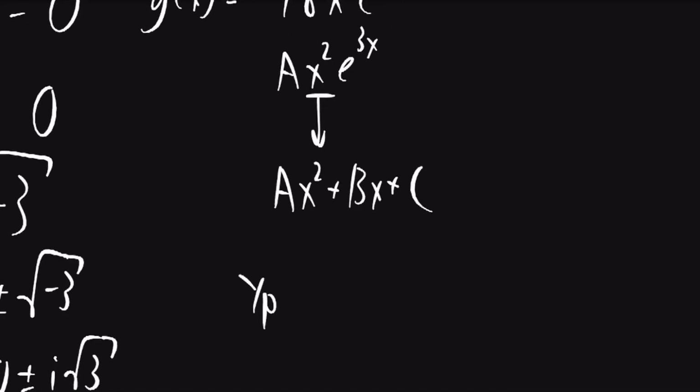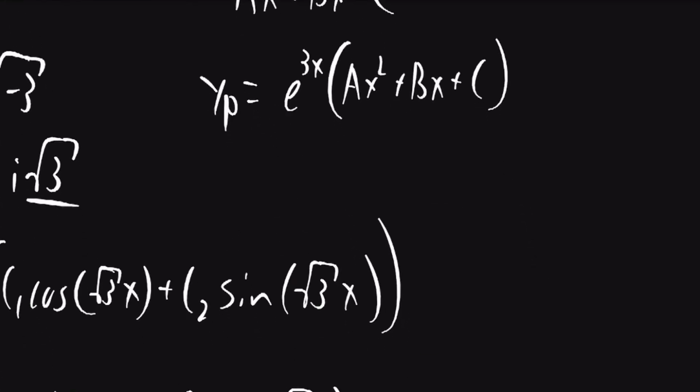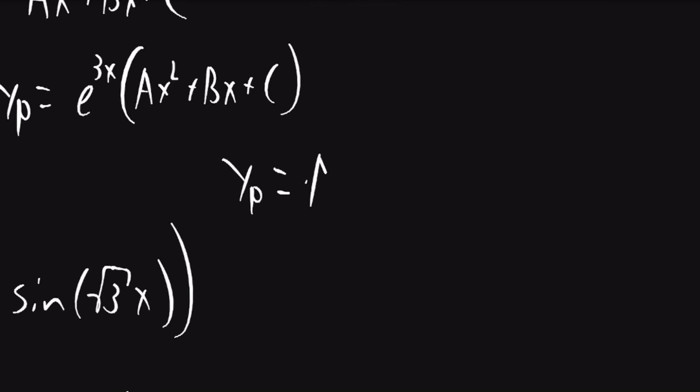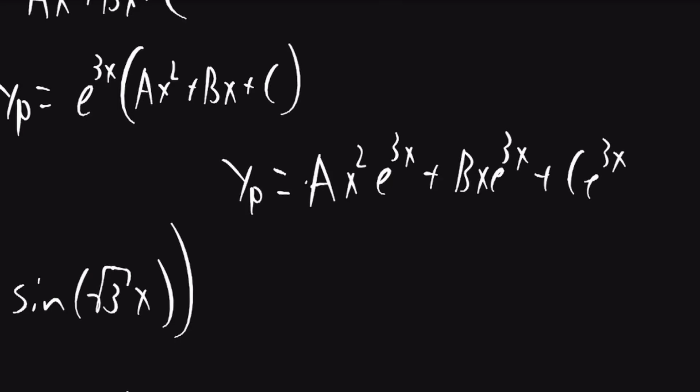So yp is going to be equal to e to the 3x times x squared, which was ax squared, plus bx plus c. I'll distribute this e to the 3x term to make it easier for the next steps. We'll get ax squared times e to the 3x plus bx e to the 3x plus c e to the 3x. We can now find the derivative of yp.